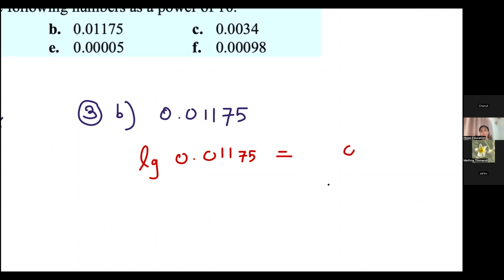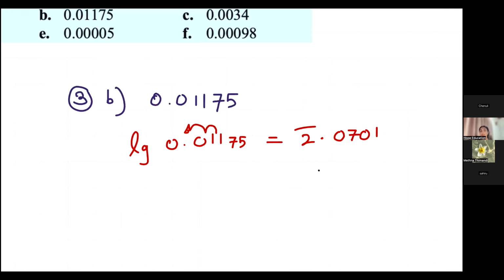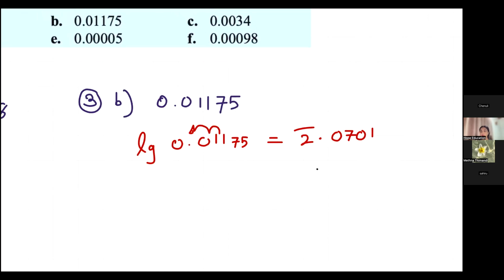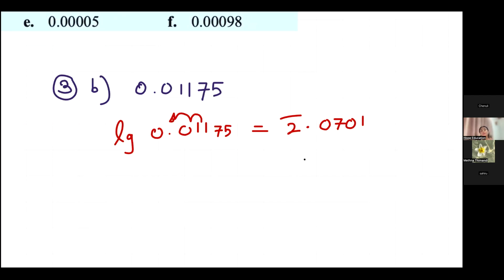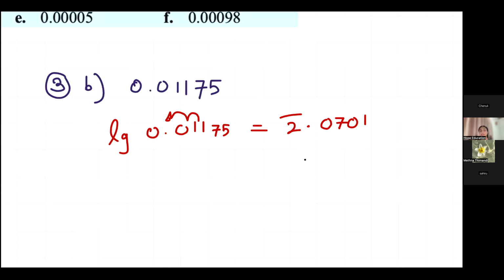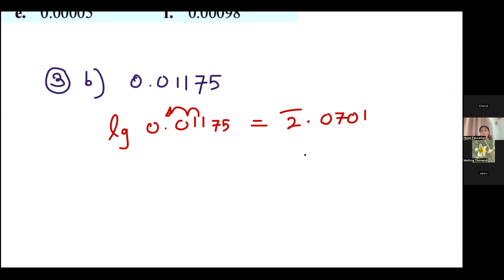0.0710 from the log table, default, so it's bar 2. Bar 2.070. Is it clear? Chenuli, Metna, Sahiru, is it clear? Okay. Now this is in the logarithmic form. Now, how do I convert this to the index form? We have talked about this multiple times. Here, LG means the base is 10, right?